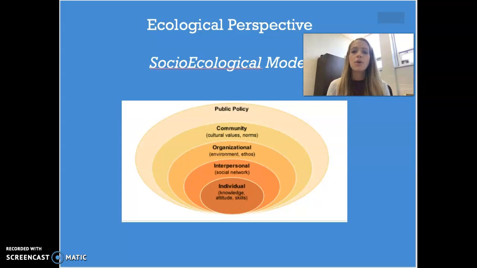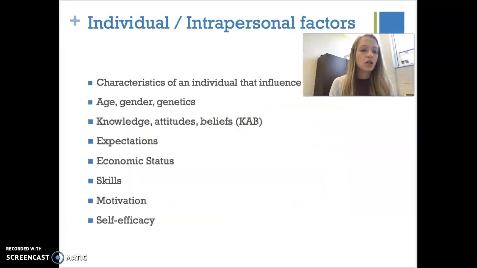So this is a socio-ecological model, and you'll see here that we have a nice image, and this is showing us the different levels of this model. And what's important here in this model is that it is showing us that there are multiple levels of influences on individuals that influence their behavior. So it's not just an individual level why people choose to make the behavior choices that they make, but it's really a multi-level influencer. And so let's talk through that.